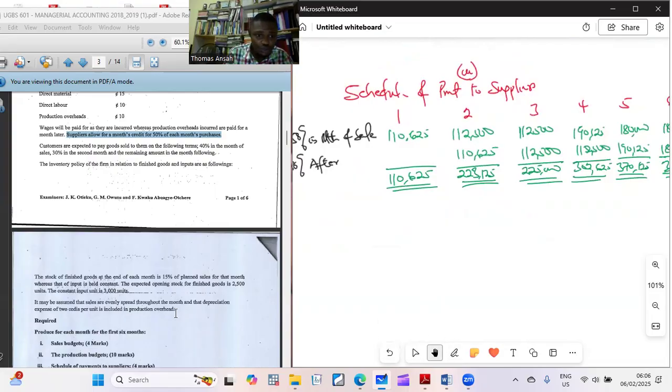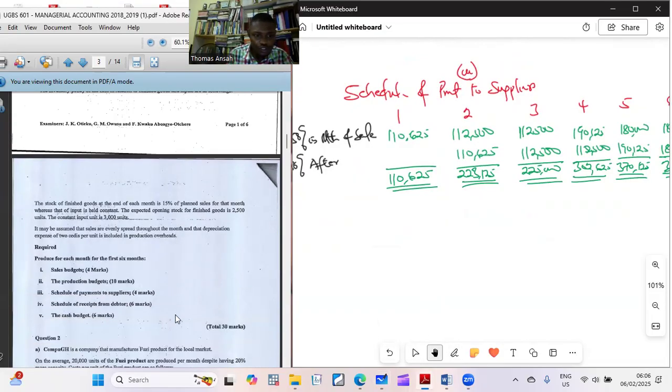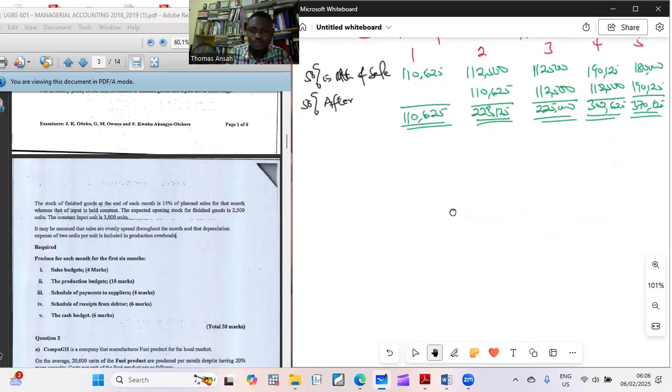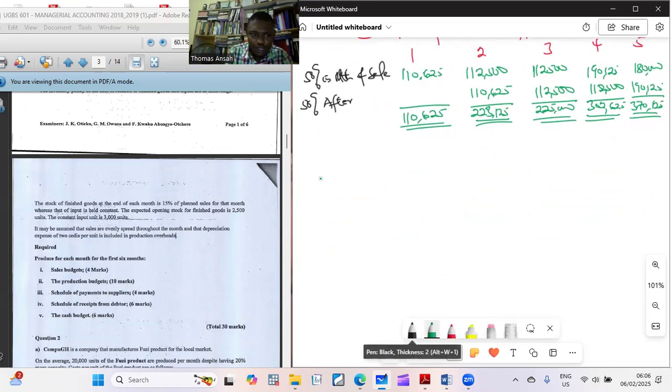The next thing to do is the schedule of receipts. You see, a question can just say prepare a cash budget and put the 30 marks there. But you have to do these things. It doesn't have to tell you to do the schedules before you come to the cash budget. You will have to know that those things have to be done. So, schedule of receipts.